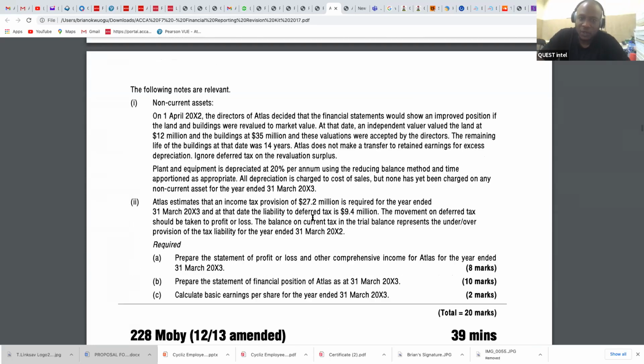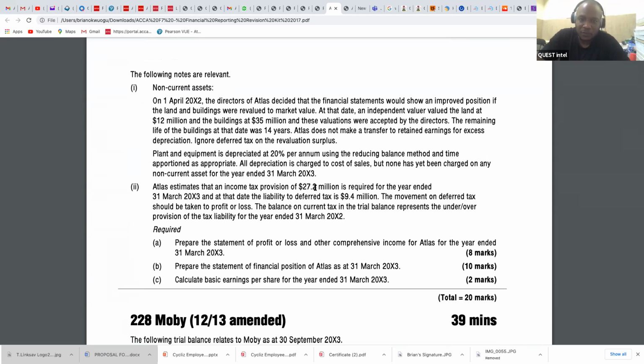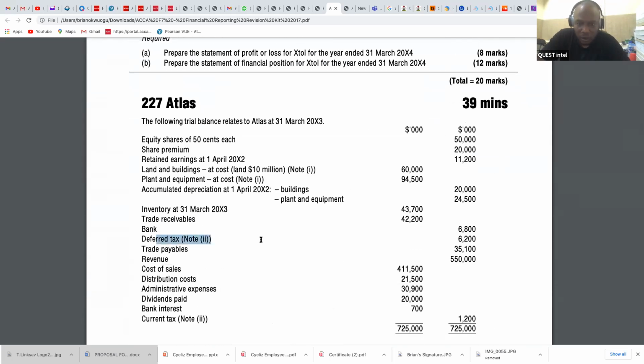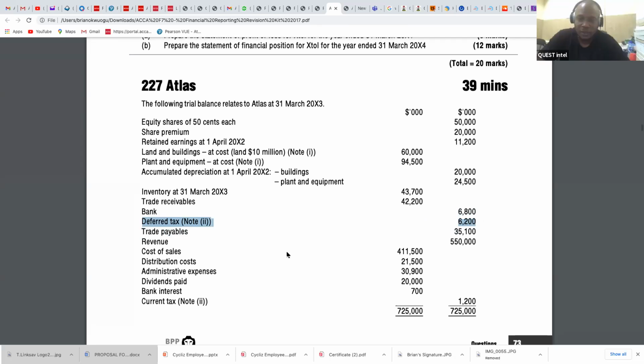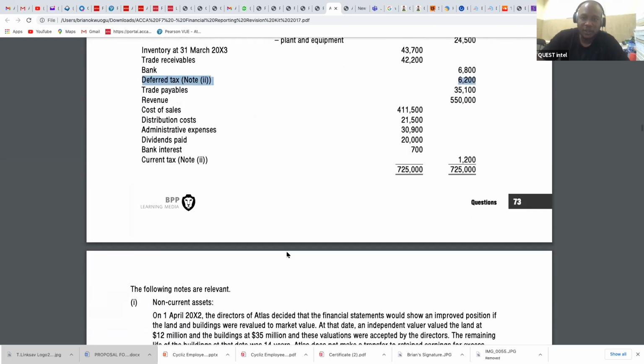And then the rest of it is to go and read the question. Atlas estimates that income tax provision, that's your current tax estimate, is 27,200 for the year ended, and the deferred tax liability at the end of the year is 9.4. Remember, the opening deferred tax liability was how much? Was it 6.2 or 6.8? Let's check. It's 6.2. The 6.8 was the overdraft. All right, so 6.2. We checked it, it's consistent.